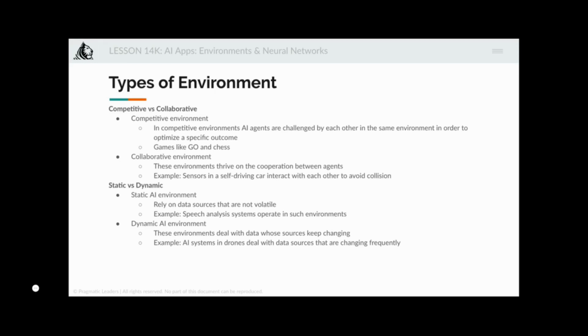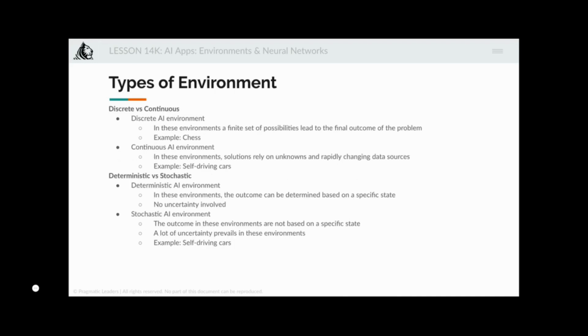Then comes static versus dynamic. A static AI environment is a scenario in which the data sources are not volatile, that is, they're not changing. Speech analysis systems operate in such environments. All the data is already available and it's not moving around. A dynamic AI environment is exactly the opposite, where the data sources are continuously changing. For example, drones deal with continuously changing data sources. In fact, self-driving cars are again an example, but I'll not just repeat the same example again and again.